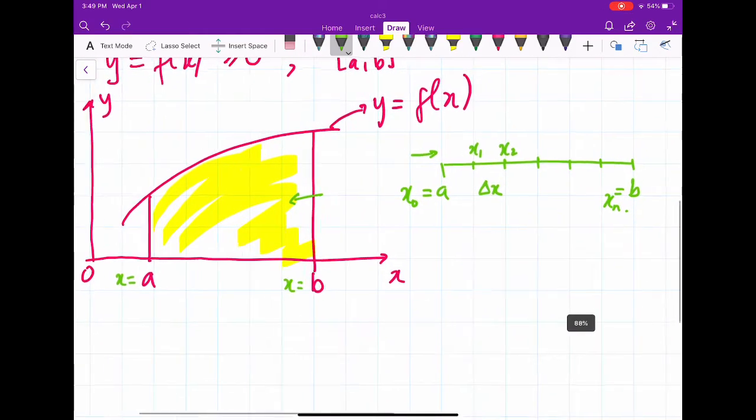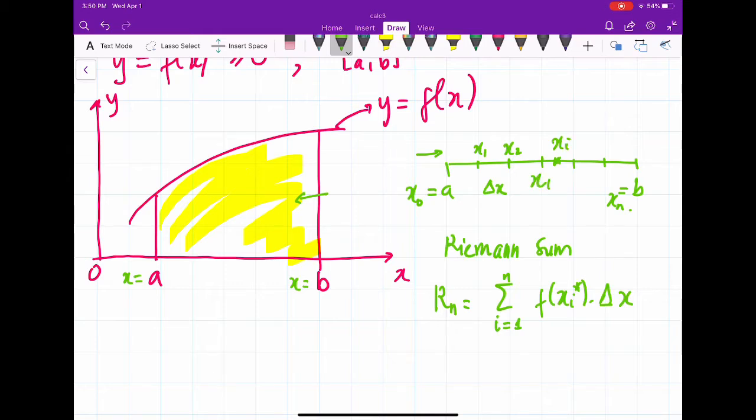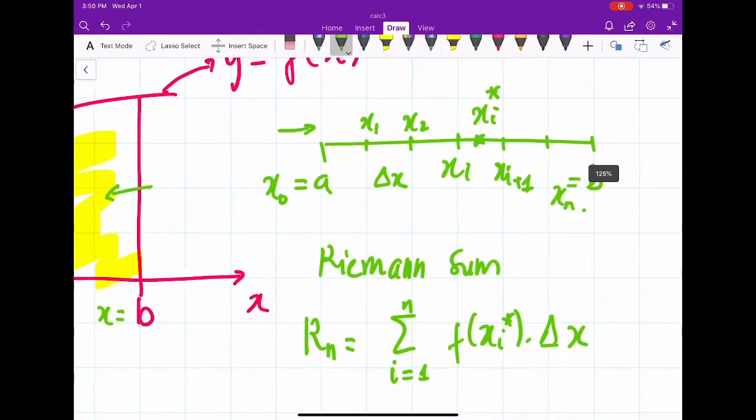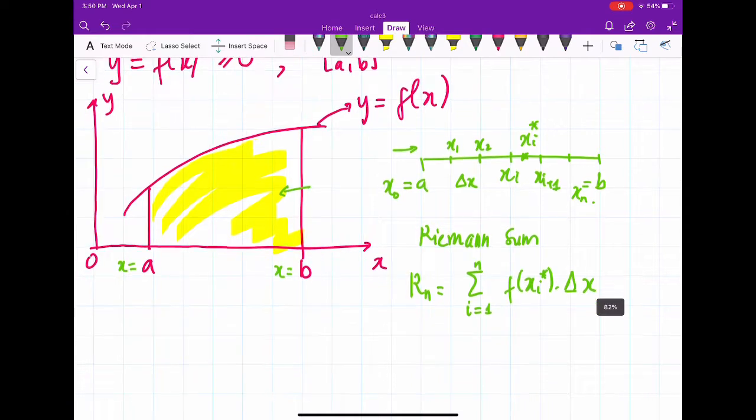And then I will write the Riemann sum. The Riemann sum looks like this. Rn equal to sum from 1 to n. Here you have xi star and then delta x. Xi star is some point from here, from xi and xi plus 1. So you can pick an arbitrary point from there. You might pick left end points, you might pick right end points. But I write in general xi star.